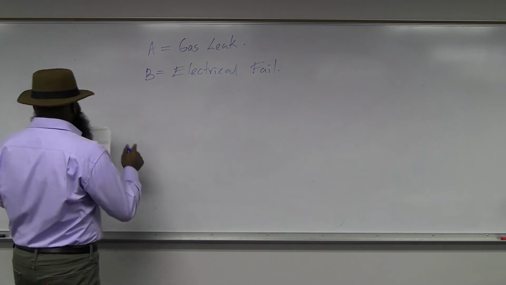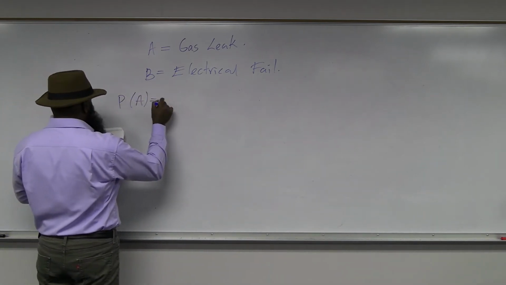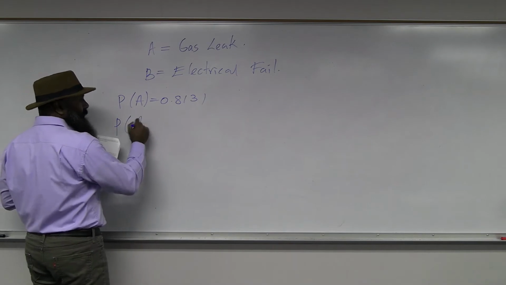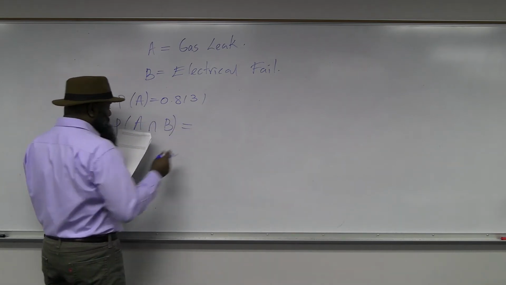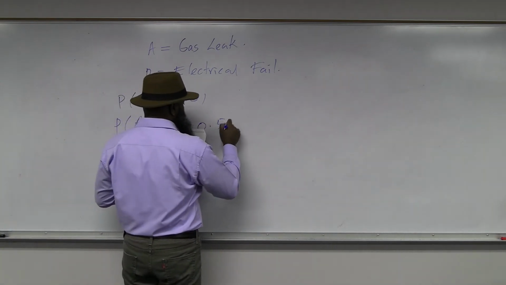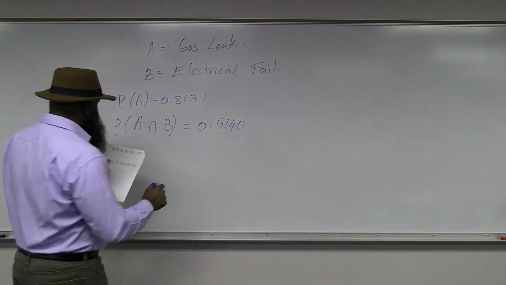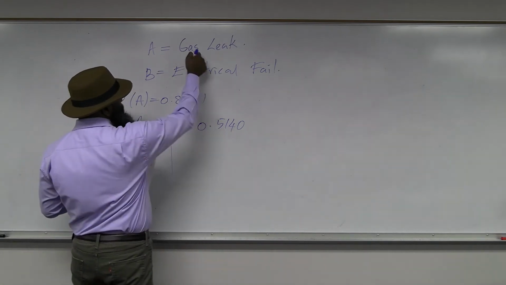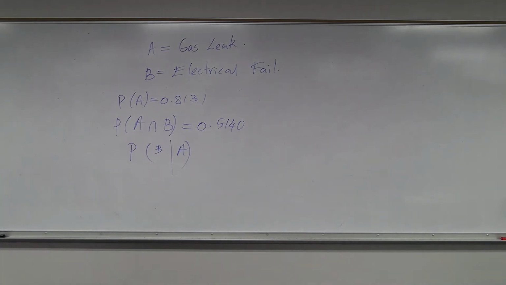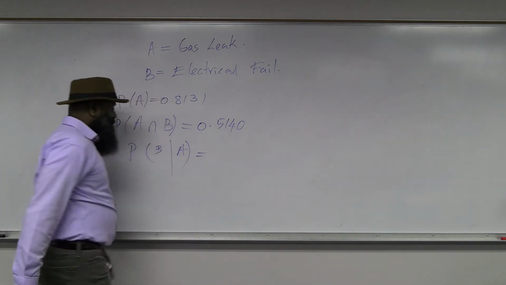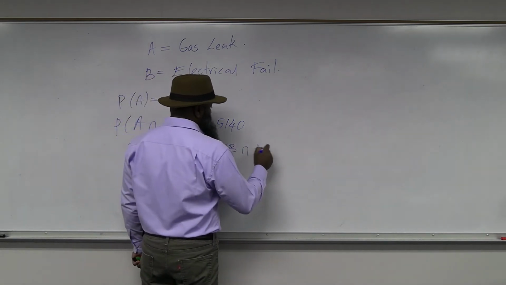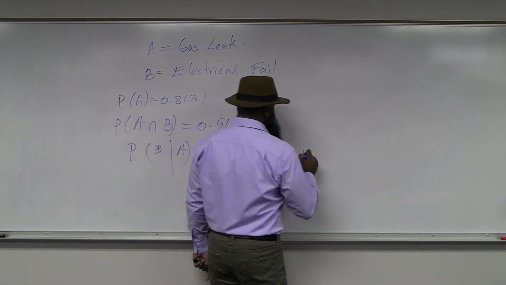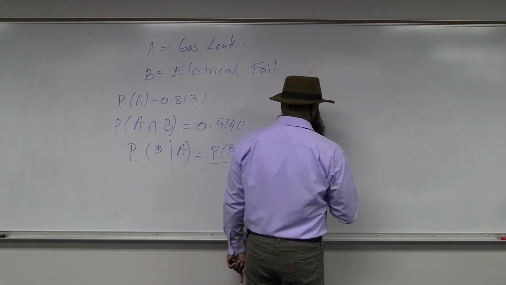So the given probabilities are: the probability of gas leak, P(A), is given as 0.8131. Probability of gas leak and electrical failure, which means A and B, or in other words A intersection B, that probability is given. It is equal to 0.5140. And what we need to find is the probability of electrical failure, which is the event B, given there was a gas leak, given the event A. Very straightforward. You can write down the equation, plug in the values, and you're done. So this is probability, once again, B intersection A, all divided by this guy at the bottom, P(A). These two are given, 0.5140 divided by 0.8131, and you can find the answer.